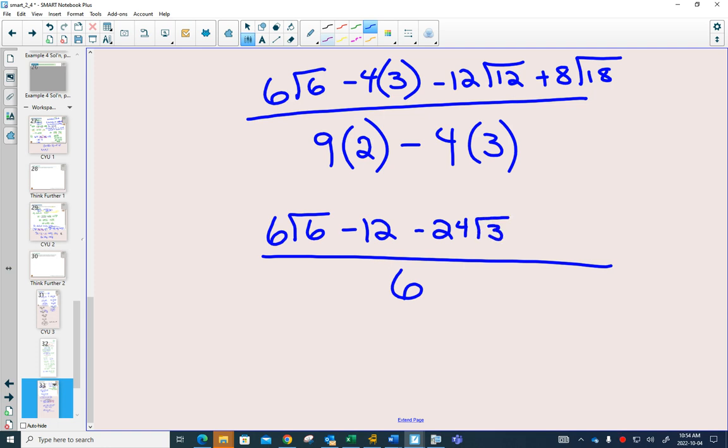Can you see the 18 is also able to be simplified? It's part of your root 2 family, because 18 is 9 times 2. So root 18 is 3 root 2's. Remember that activity where we showed that 3 root 2 is root 18? That activity was to give you an idea of why these things are equal. So if this is 3 root 2's, and that 3 would get multiplied by the 8, you'd have 24 root 2's.